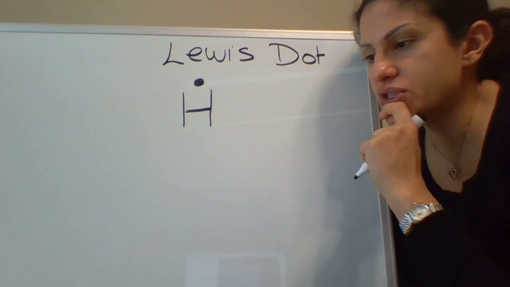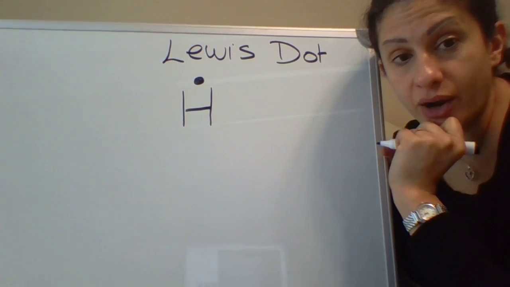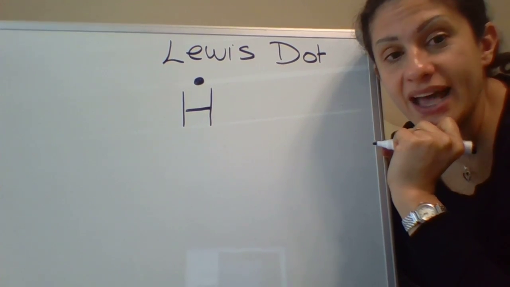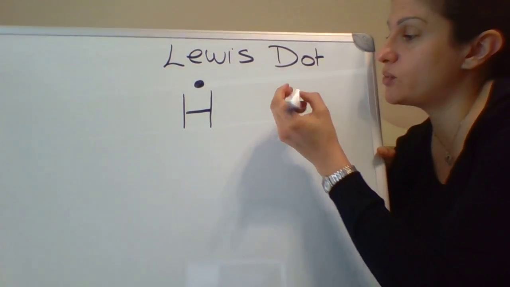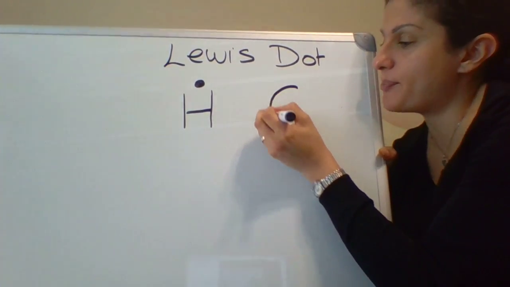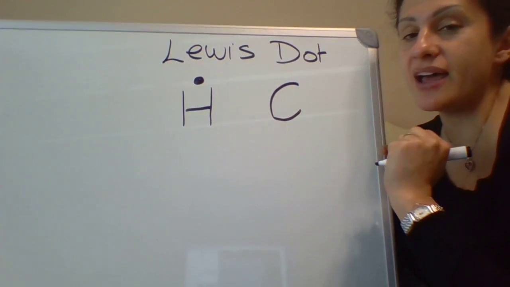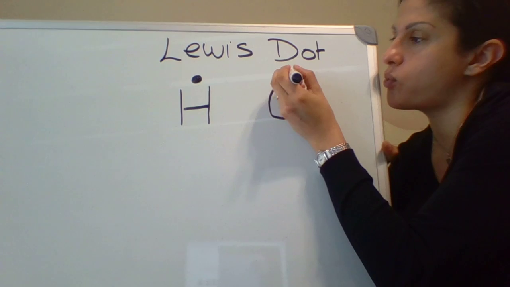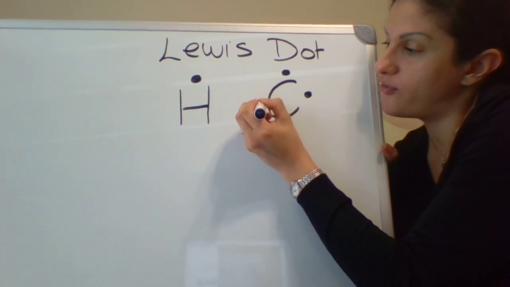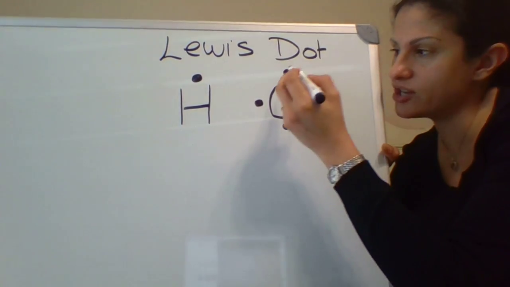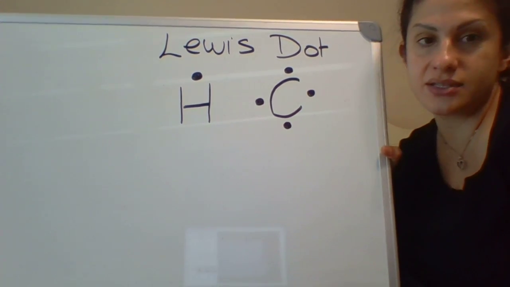How about carbon? So we did carbon together. When we did the Bohr-Rutherford for carbon, we showed that carbon had 4 valence electrons. Just like we did with Bohr-Rutherford, do not pair electrons unless you've gone one way around. So carbon had 4 electrons, so you draw 1, 2, 3, 4. That shows that carbon has 4 valence electrons.